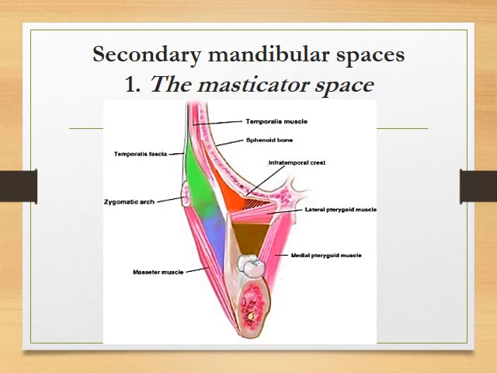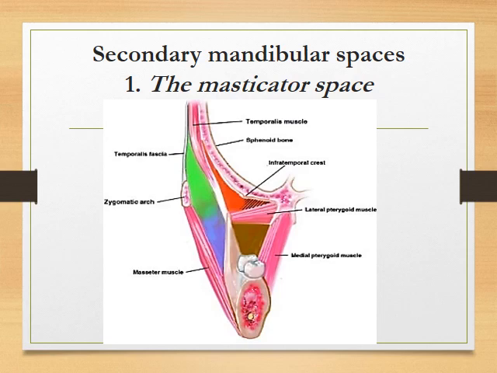After we finished the primary spaces in the mandible, we will now discuss the secondary mandibular spaces. The first one is the masticator space. Why do we call it masticator space? Because it is formed by splitting of the superficial layer of deep cervical fascia surrounding the muscles of mastication. All these spaces are around the muscles of mastication.